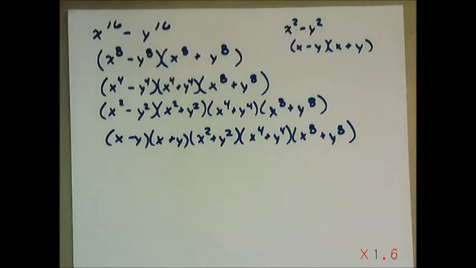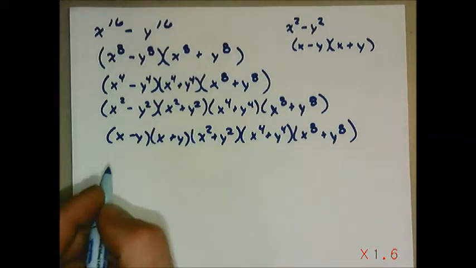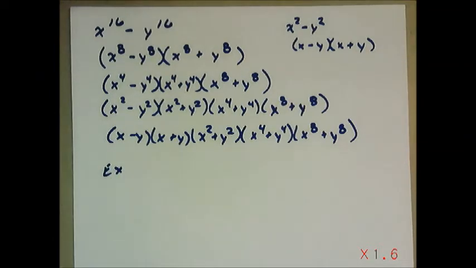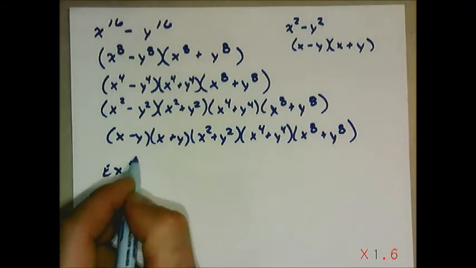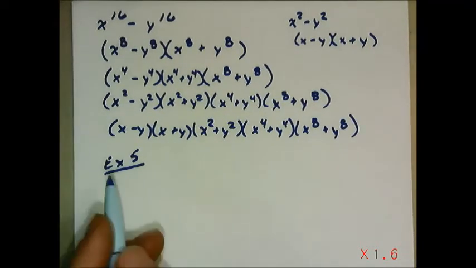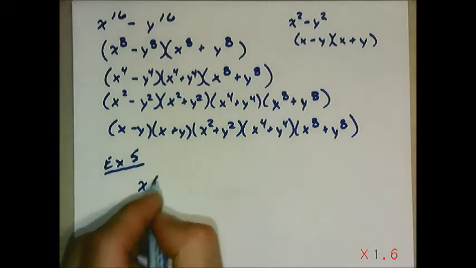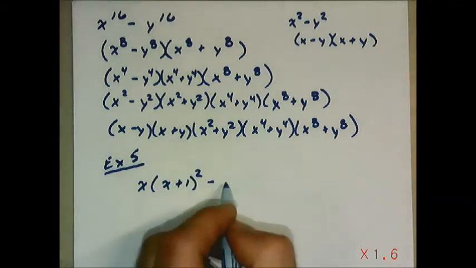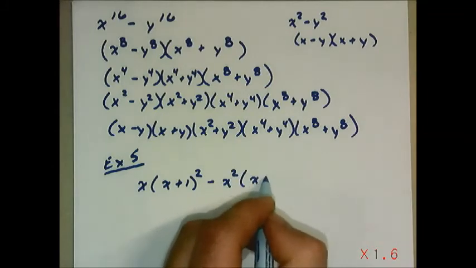What I'd like to do is show just a couple more examples, and these are examples that are going to allow us to factor some other strange things. Here's our example 5. Let's take, for example, x times x plus 1 quantity squared minus x squared times x plus 1.